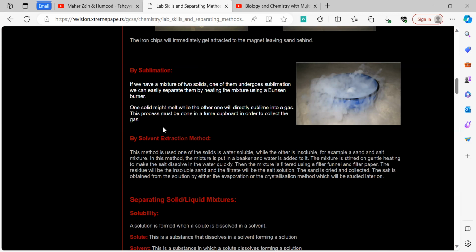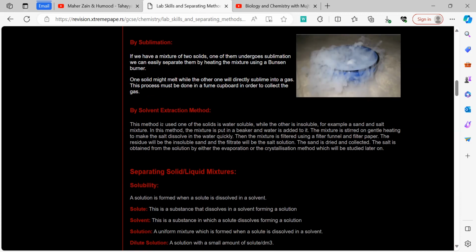Now, if we talk about the third method, solvent extraction. In solvent extraction, we use a mixture in which one solid is water soluble while the other is insoluble, for example, a sand and salt mixture. Whenever the mixture is placed in a beaker, the materials are separated according to their boiling points.